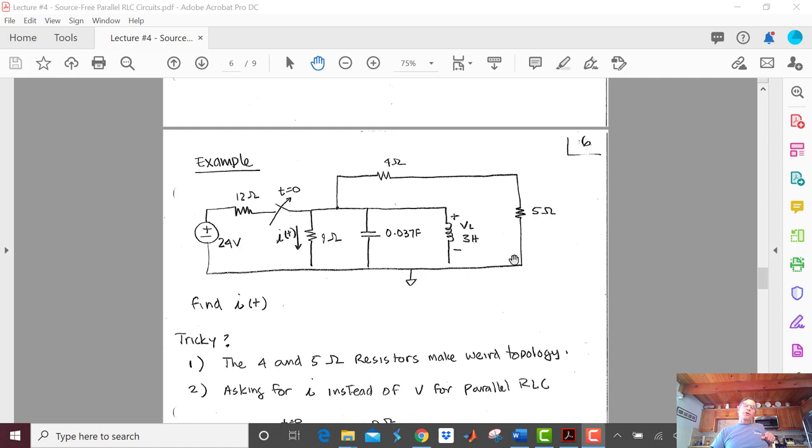So now we have to determine the topology type, but we don't recognize this topology because I have this 4-ohm and 5-ohm resistor kind of going out into the middle of nowhere. So that's weird. I don't like that. The other thing I'm not liking about this is that I'm being asked for the current going down through this resistor, and it's not an energy storage element. It doesn't have a differential equation that describes it, but I know that it takes differential equations to describe all of this stuff. So I'm a little uncomfortable with this.